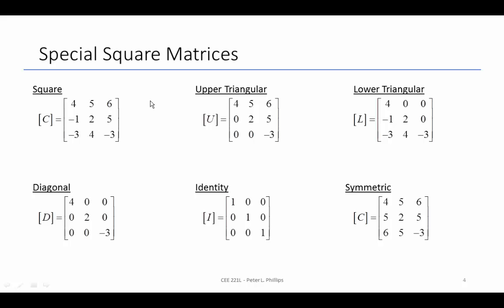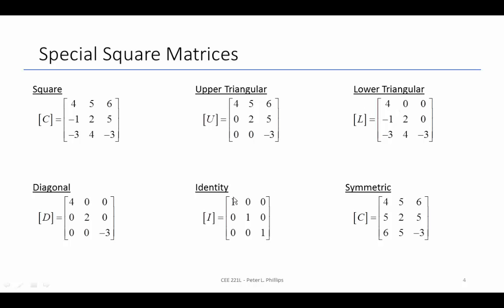Quick introduction on some special square matrices that we'll see later on in linear algebra. A square matrix has the same number of rows as columns, so C is a 3 by 3. A diagonal matrix only has non-zero elements on the diagonal, so the diagonal is running from top left to bottom right. The upper triangular matrix only has non-zero values above and on the diagonal, so everything below the diagonal has to be 0. And a lower triangular only has non-zero values on the diagonal and below, so everything above has to be 0.